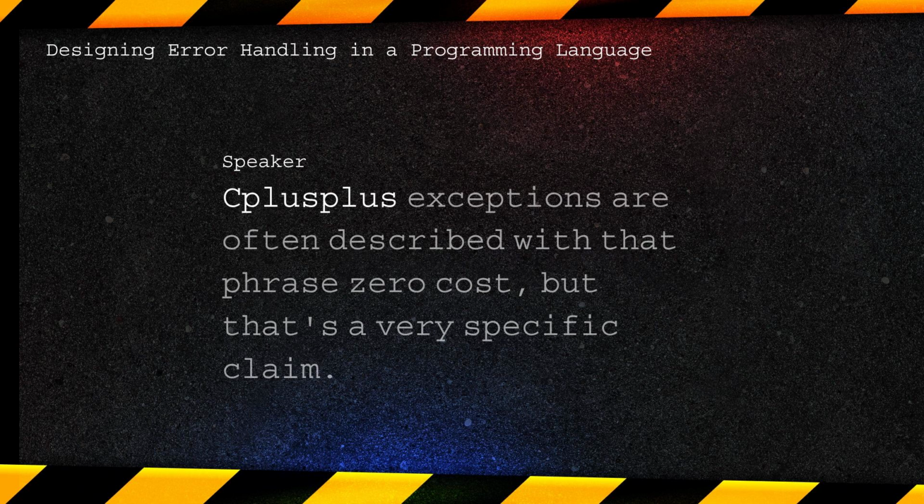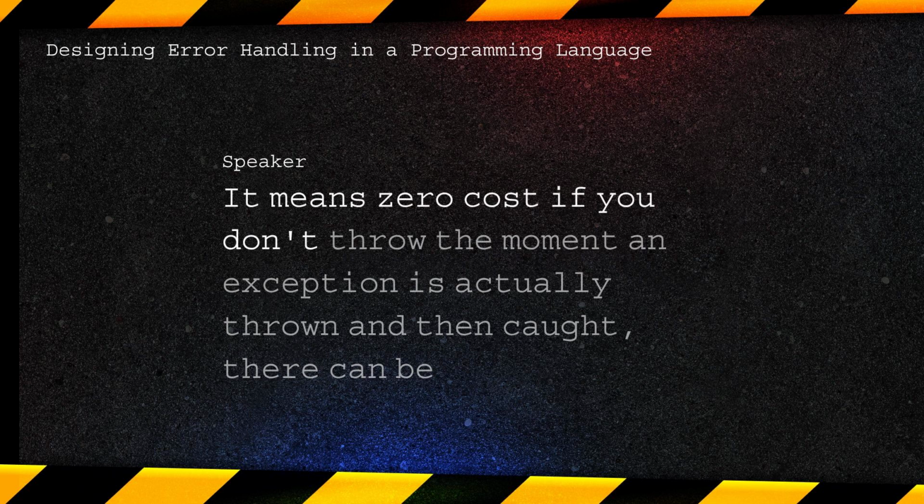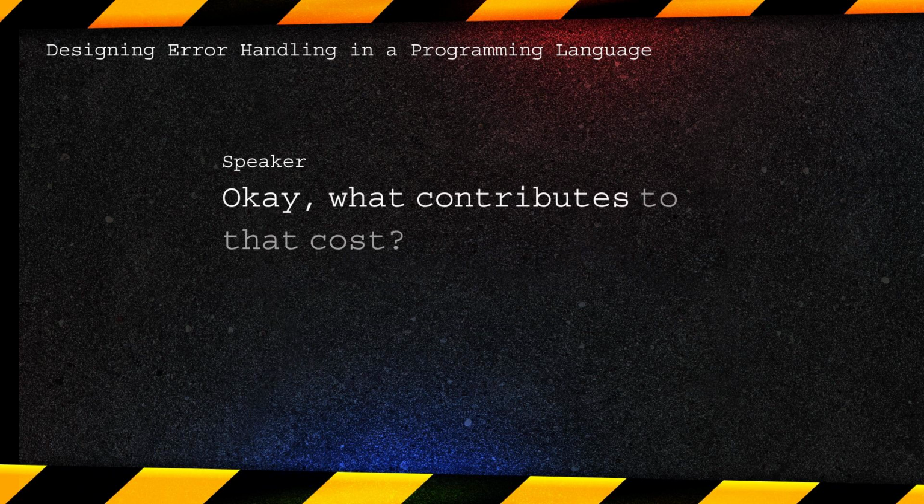Right. C++ exceptions are often described with that phrase, zero cost. But that's a very specific claim. It means zero cost if you don't throw. The moment an exception is actually thrown and then caught, there can be significant overhead involved. Okay, what contributes to that cost?